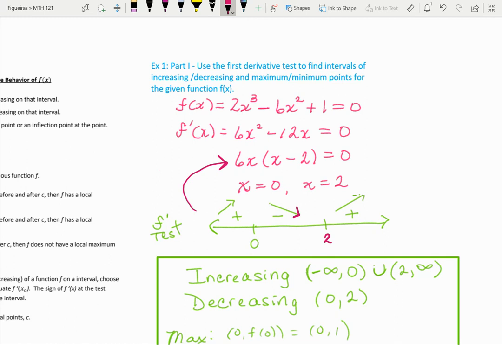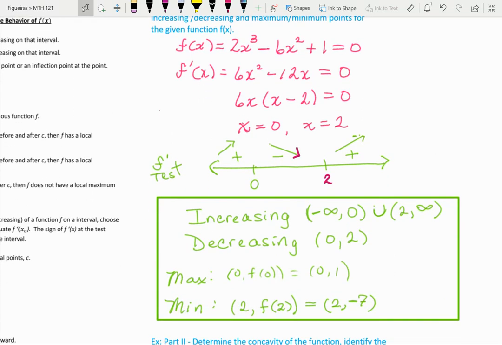Then again, pick a point greater than 2, such as 3. Go ahead and plug it back into the first derivative, and you also get a positive result, which means the graph is increasing. So to summarize, that means that the graph is increasing from -infinity to 0, and then from 2 to infinity, and it is decreasing on the interval from 0 to 2.